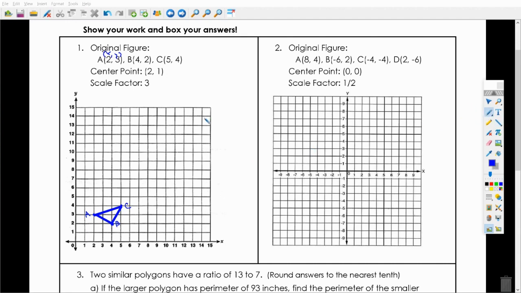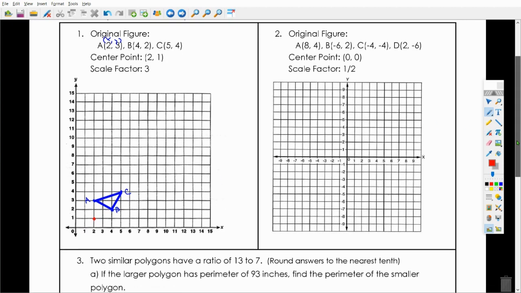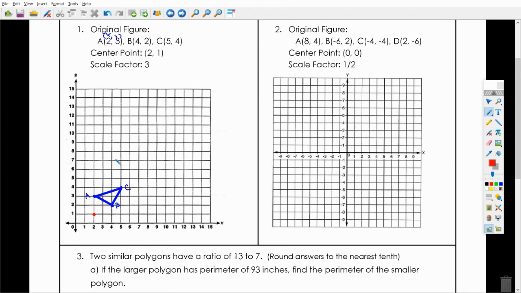And so my lines are a little big there, but there's our shape. And now we want to scale it by a scale factor of 3. So make sure you plot your center point. It's not always going to start at 0, 0. So our center is 2, 1. And so we want to find the difference or the distance between each of our points. Here I'm going to label it point C.